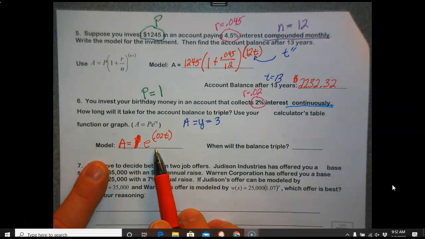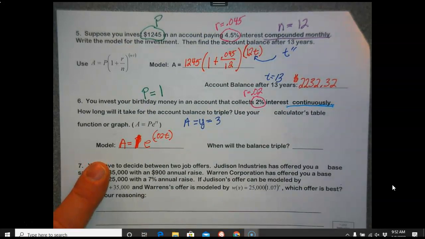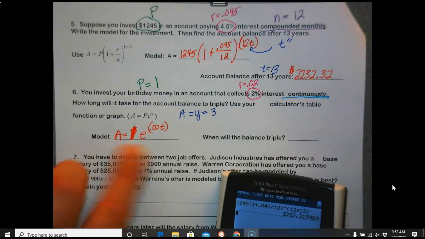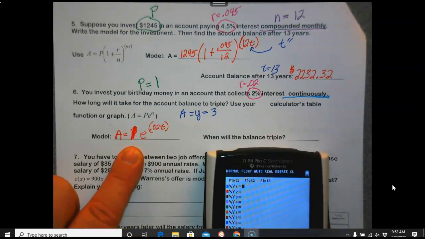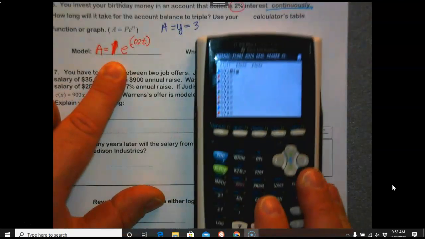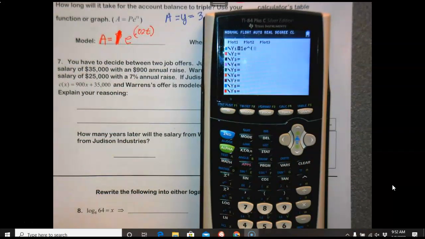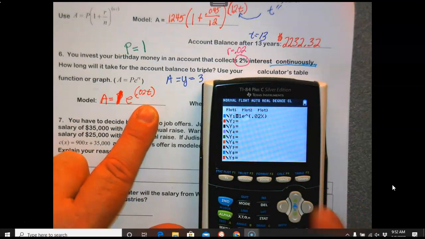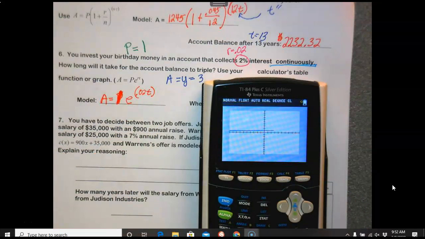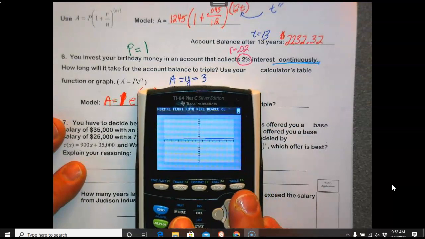So, am I going to put this in my Y equals button and graph it, or am I just going to compute it? It's a model. It has a variable, so I need to put it in my Y equals. I have 1, and my E button, remember, it's second ln key. E to the 0.02, and I'm going to use X, close parenthesis. I'm going to graph it. Really care about what the graph looks like. I need to find when Y or A, capital A, equals 3.